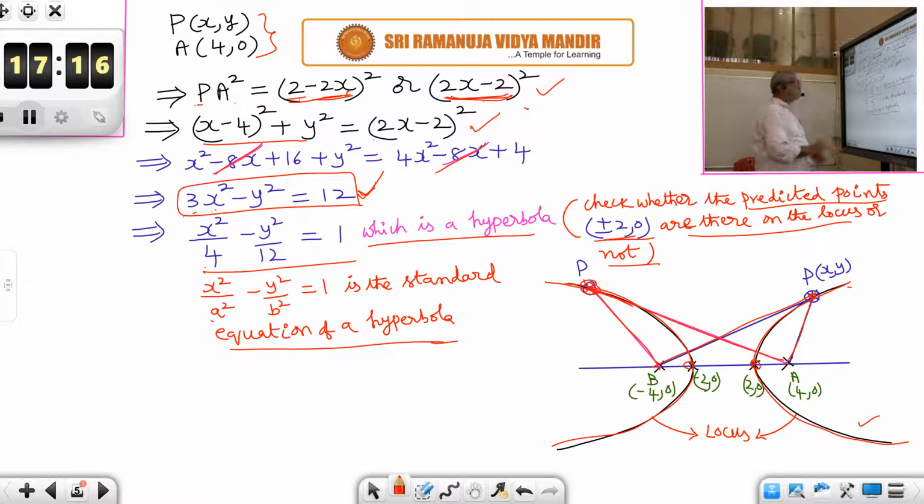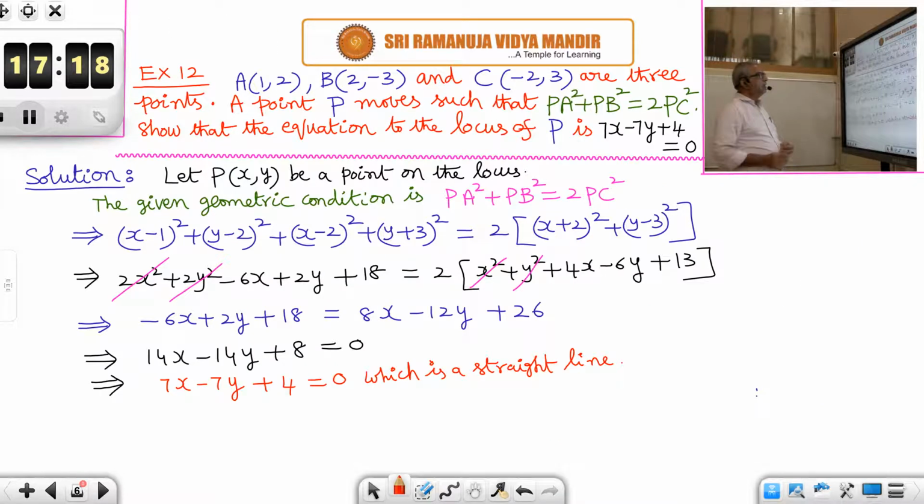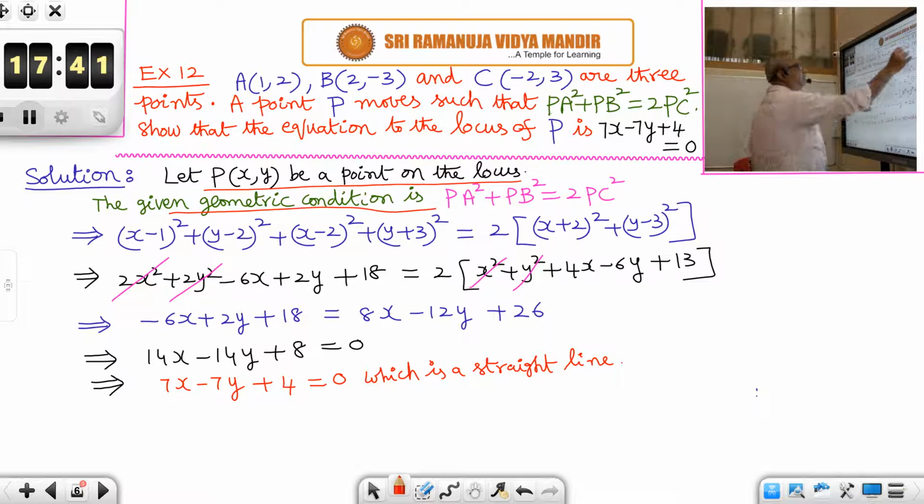Okay, let us see the next question. A 1, 2, B 2, minus 3, C minus 2, 3 are 3 points. A point P moves such that PA square plus PB square is equal to 2PC square. Show that the equation of the locus of P is... This is a very easy question. So locus of P. Let P x comma y be a point on the locus. That is the starting point. What is the given geometric condition? PA square plus PB square is equal to 2PC square.